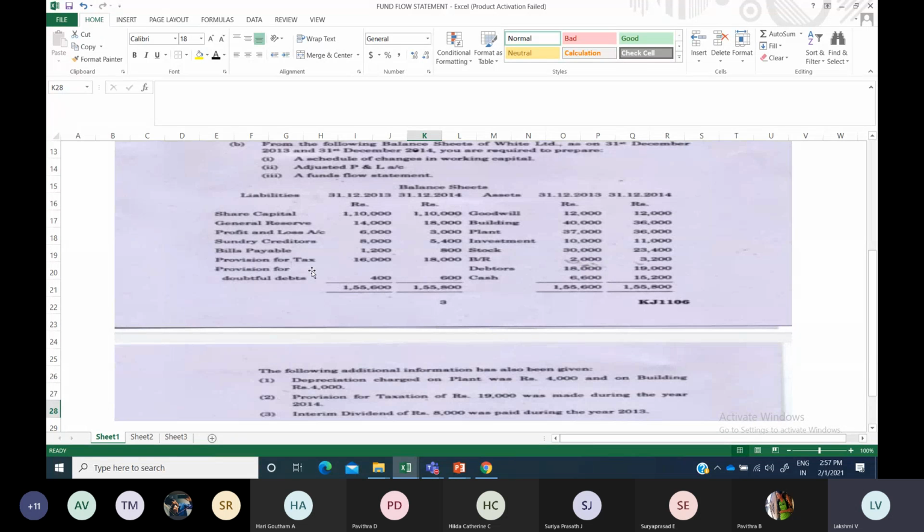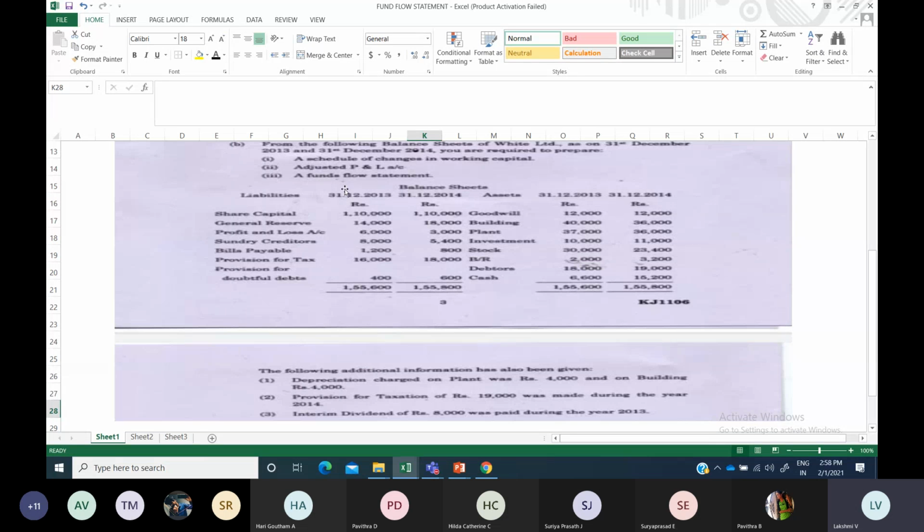If you want to treat it as a current liability, you have to take it to the first step. If you are treating this provision for tax as a current liability, similarly proposed dividend is also there. One more thing: if you consider it as a current liability, then take it to the schedule of changes in working capital. If you consider it as a non-current liability, then you have to take it to the adjusted P&L account. Okay, so the adjusted P&L account you have to take it.